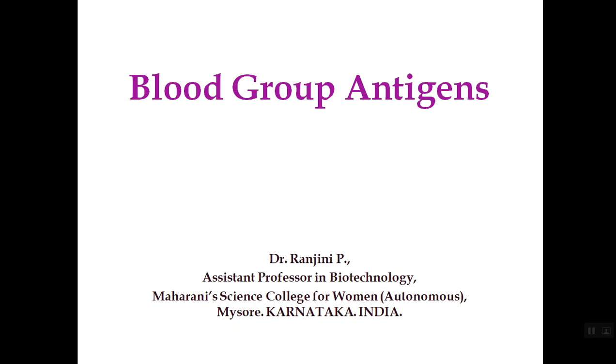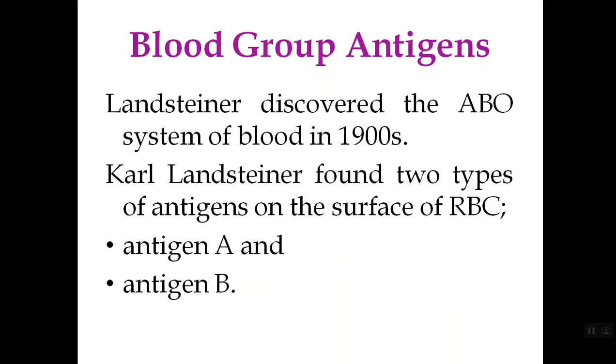Today we learn about blood group antigens. In normal human erythrocyte cells, on their surface we will find genetically distinct antigens that form the basis for different blood groups. Karl Landsteiner discovered the ABO system of blood in the 1900s. He found two types of antigens on the surface of the RBC or erythrocytes. They are antigen A and antigen B.